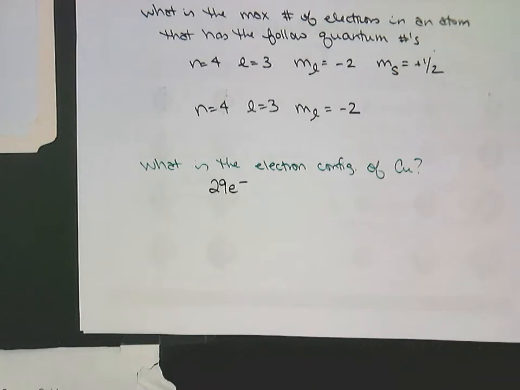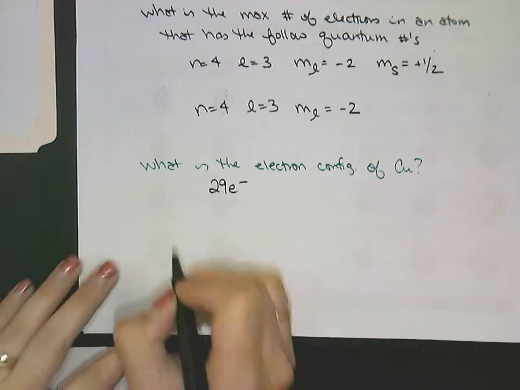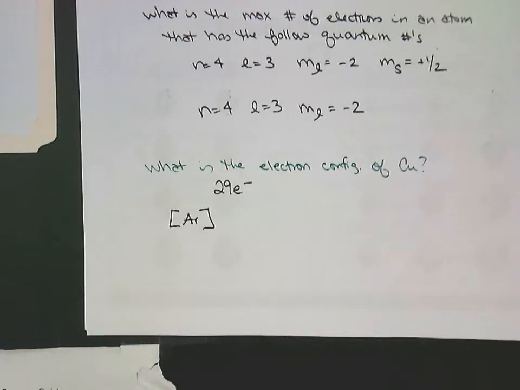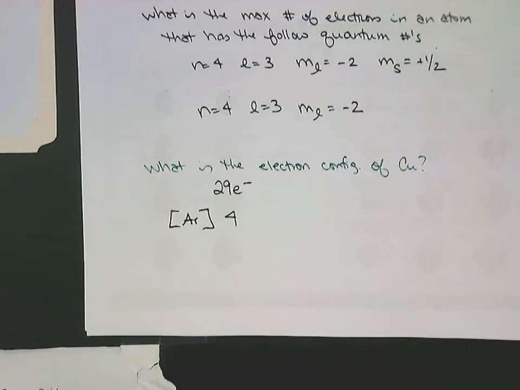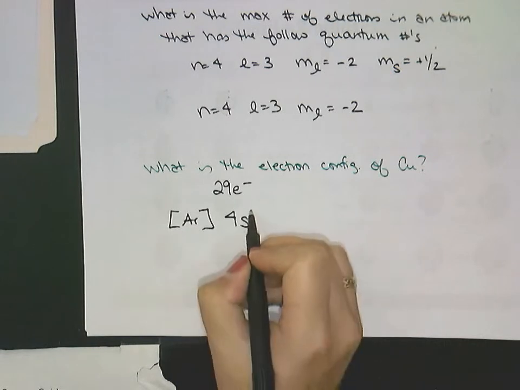All right, so we could draw out all 29 electrons. But that takes a long time. What is a shortcut I could start off with? Argon, right? We could start with argon, and it's a little bracket notation. So I'm saying the first 18 look just like argon. So then after argon, we said n would be 4. What comes for s, p, d? Okay, s. How many electrons go into the 4s? 2. So now I'm up to 20 electrons.